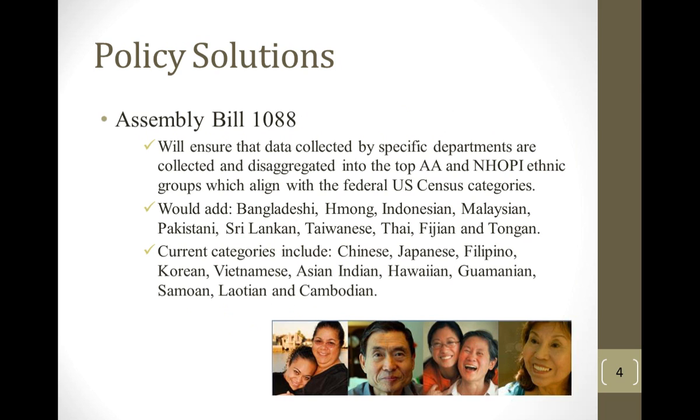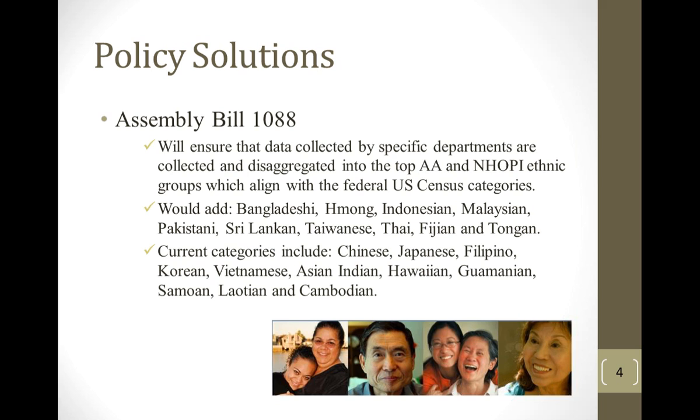Next slide. In order to identify and address the unique needs of these diverse communities, it's important to disaggregate data for these groups. And that's why I introduced Assembly Bill 1088, sponsored by the Asian Americans for Civil Rights and Equality, ACRE, the Asian Pacific American Legal Center, APALC, and Asian and Pacific Islanders California Action Network, APIs CAN, requiring specified departments to collect demographic data to include the full spectrum of the Asian American, Native Hawaiian, and other Pacific Islander ethnicities.